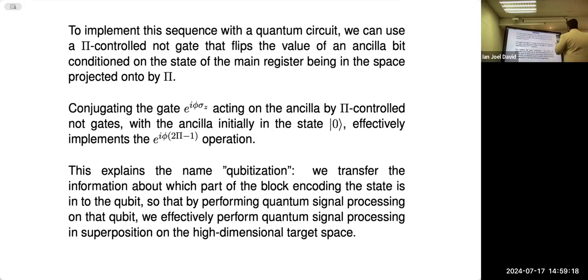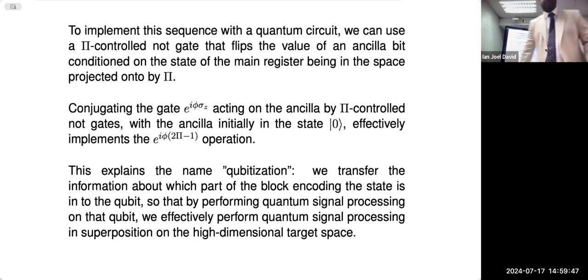So if I want to implement the sequence, we need to use a pi-controlled NOT gate. And what is a pi-controlled NOT gate? It's like a CNOT gate, but the control is not on whether it's 0 or 1. Rather, it's conditioned on the state of your main register being in the state projected onto it by pi. So it's conditioned on the state after you apply pi to your main register.